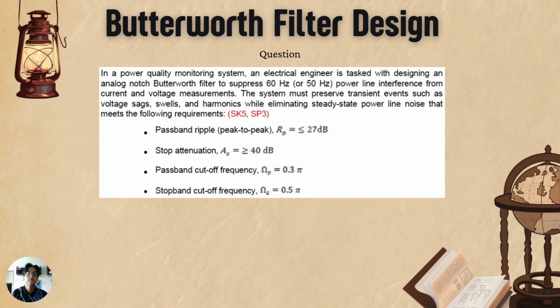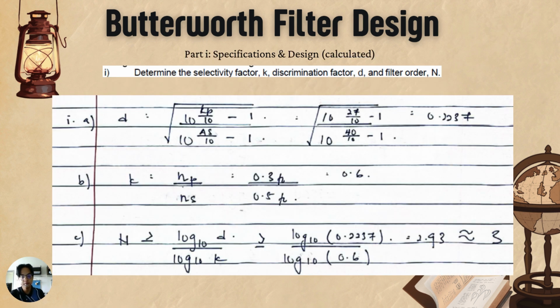Stop band attenuation must be greater than 40 dB, and the passband cutoff frequency is at 0.3 pi, which is in radians and does not need to be converted. For the stop band cutoff frequency, we get 0.5 pi, also in radians. First, we have to determine the selectivity factor K, the discrimination factor D, and the filter order. For the discrimination factor, we use the formula and we get 0.2237.